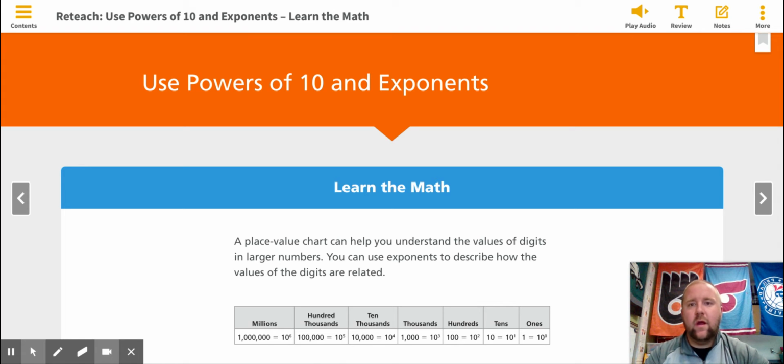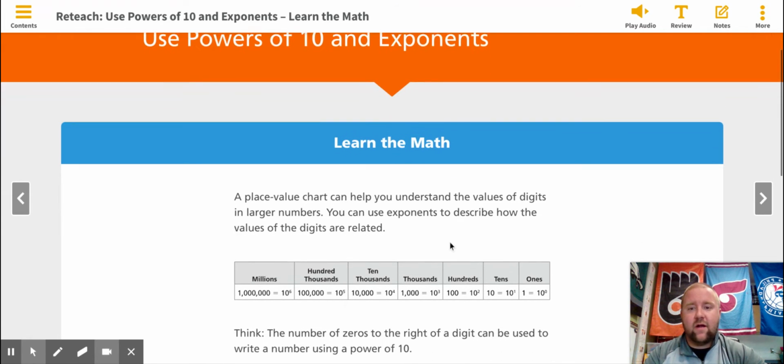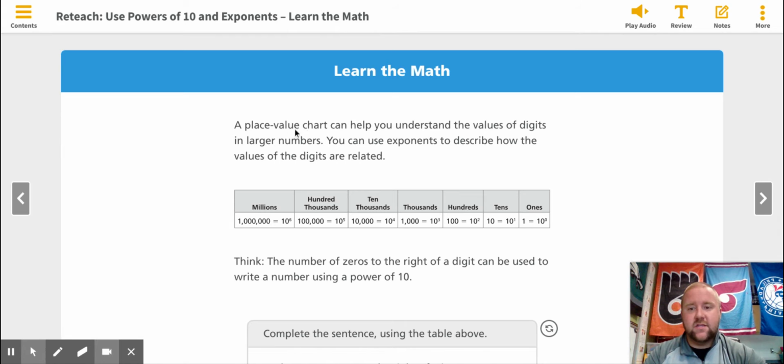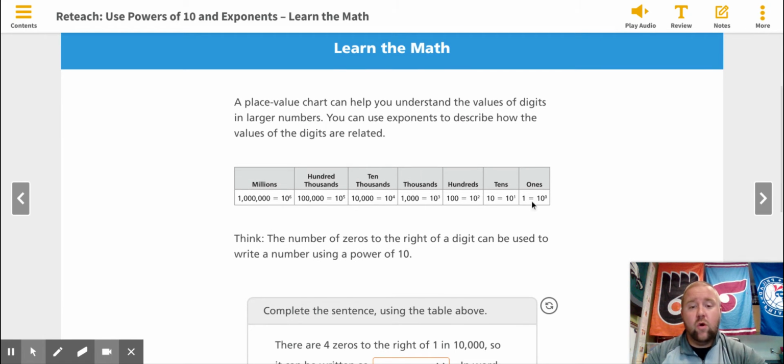Mac. Today we are going to be learning how to use powers of 10 and exponents. So we're going to start out right here at the top of this page. It says a place value chart can help you understand the values of digits in larger numbers. You can use exponents to describe how the values of the digits are related. So we've got our place value chart here that we've worked with in the past. We've got the ones, tens, hundreds, thousands, 10,000s, 100,000s, and millions.